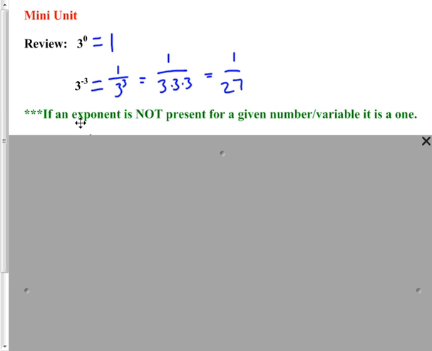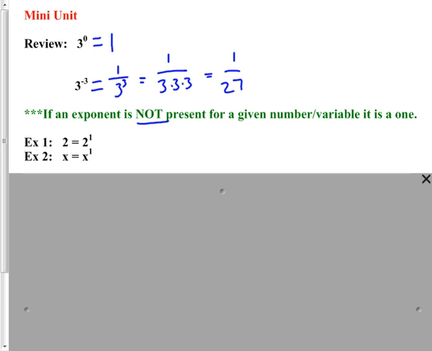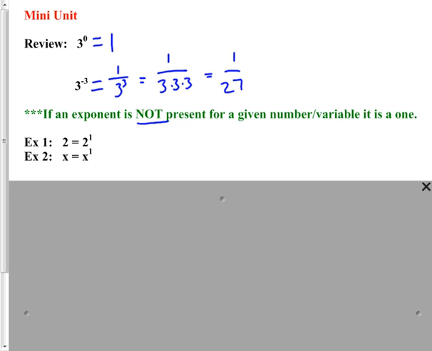And then another note is any exponent that is not present for a given number or variable is a 1. So in the examples here, where we just have the number 2, that equals 2 to the first power, or just plain 2, and x equals x to the first power. So whenever you see a variable, its exponent is 1 if it's not present.